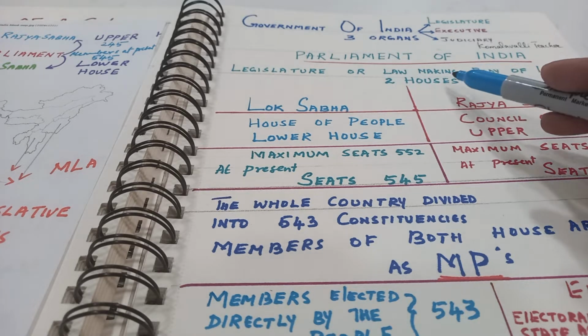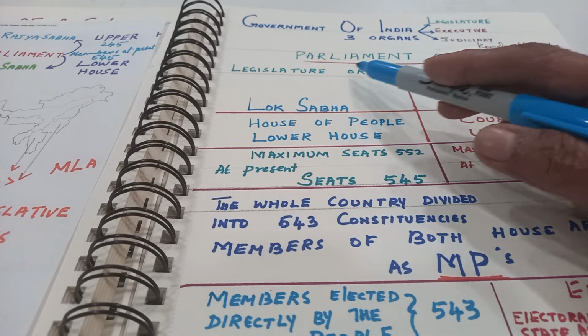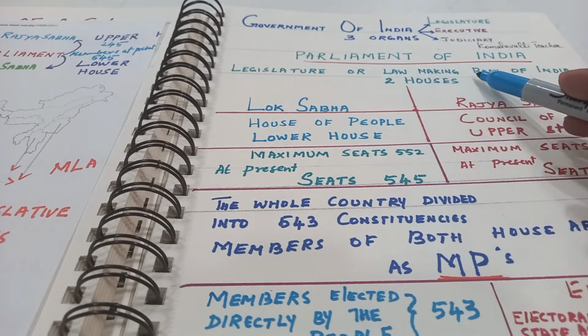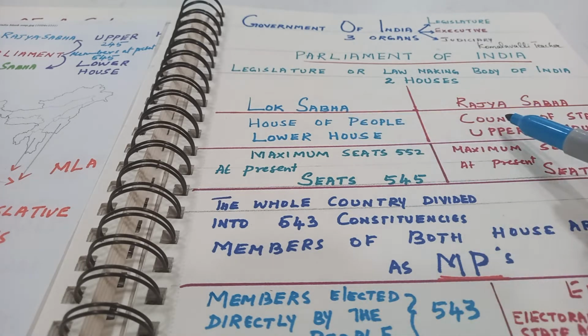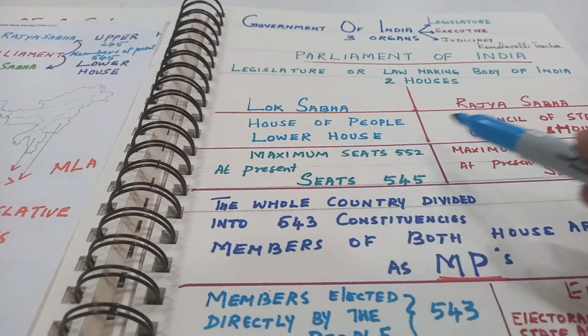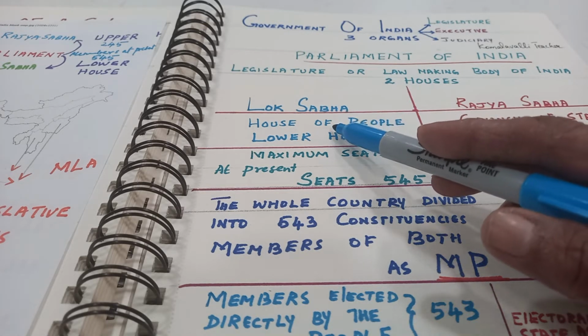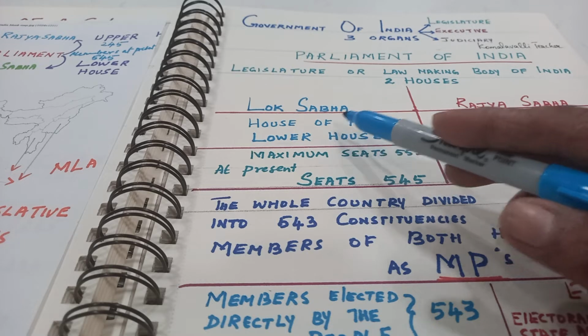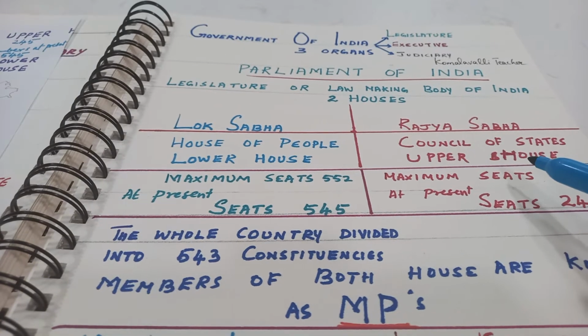It has two houses. This lawmaking body is known as the legislature. Parliament has two houses, Lok Sabha and Rajya Sabha. Lok Sabha is the lower house and Rajya Sabha is the upper house. Lok Sabha is also known as the House of People, and Rajya Sabha is known as the Council of States.